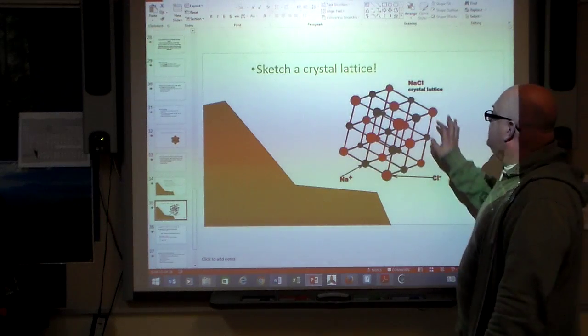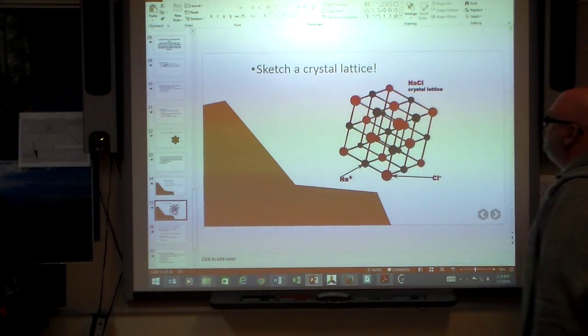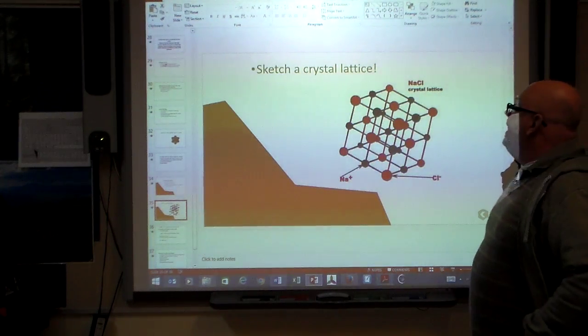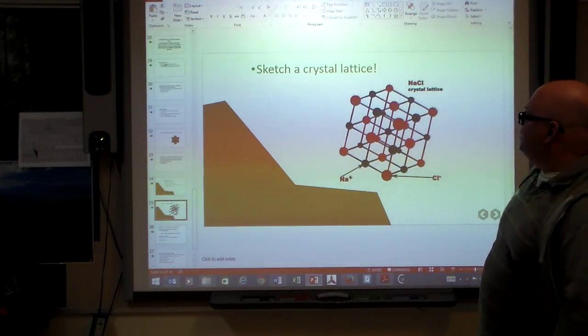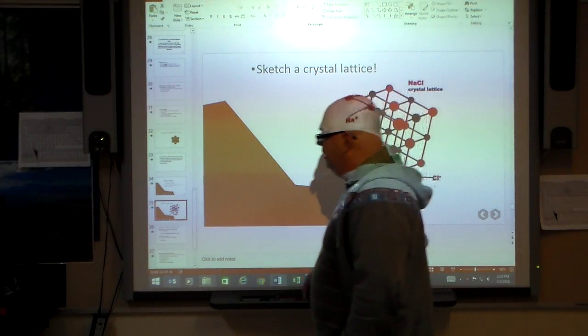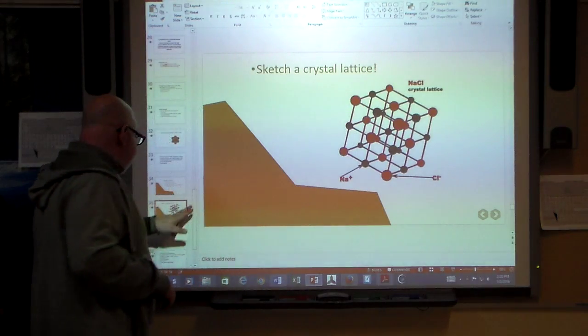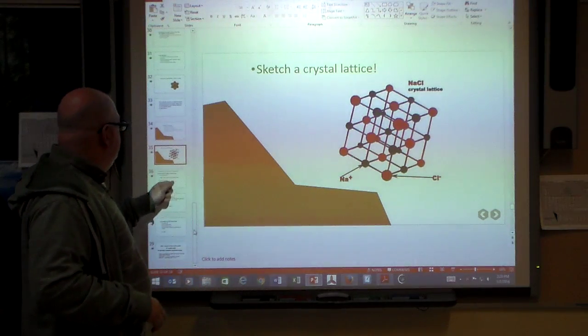So, here's an example of a crystal lattice, which I just showed, but this is a whole lot better. And I said sketch a crystal lattice. That you're going to need to spend a little bit of time on, okay?